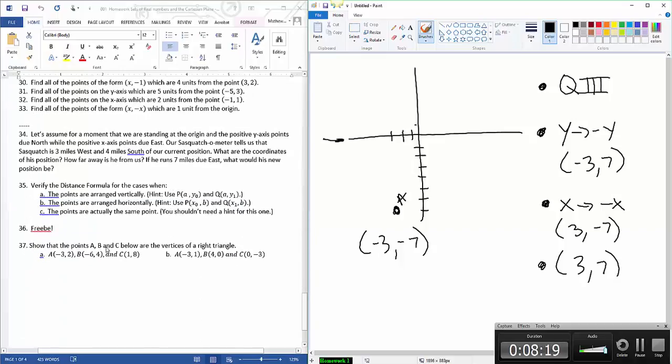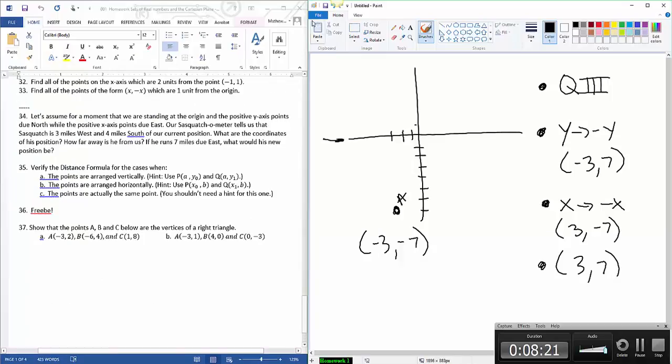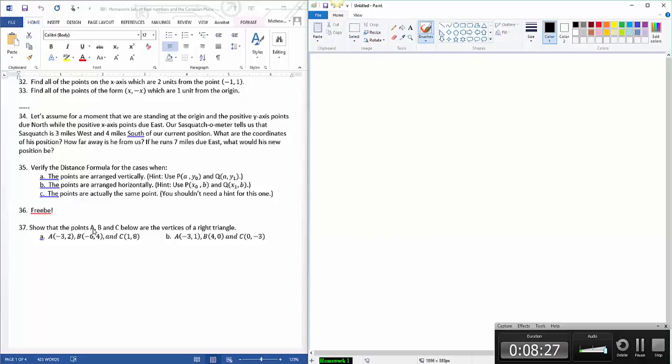Let's talk about 37. 37 is a good one. On problem number 37, it says show that points A, B, and C below are the vertices of a right triangle. That phrasing, right triangle, is really important. If I have a right triangle, that means the Pythagorean theorem is true. The sum of the two legs squared equals the hypotenuse squared. And I can make the assumption that C is the largest value.